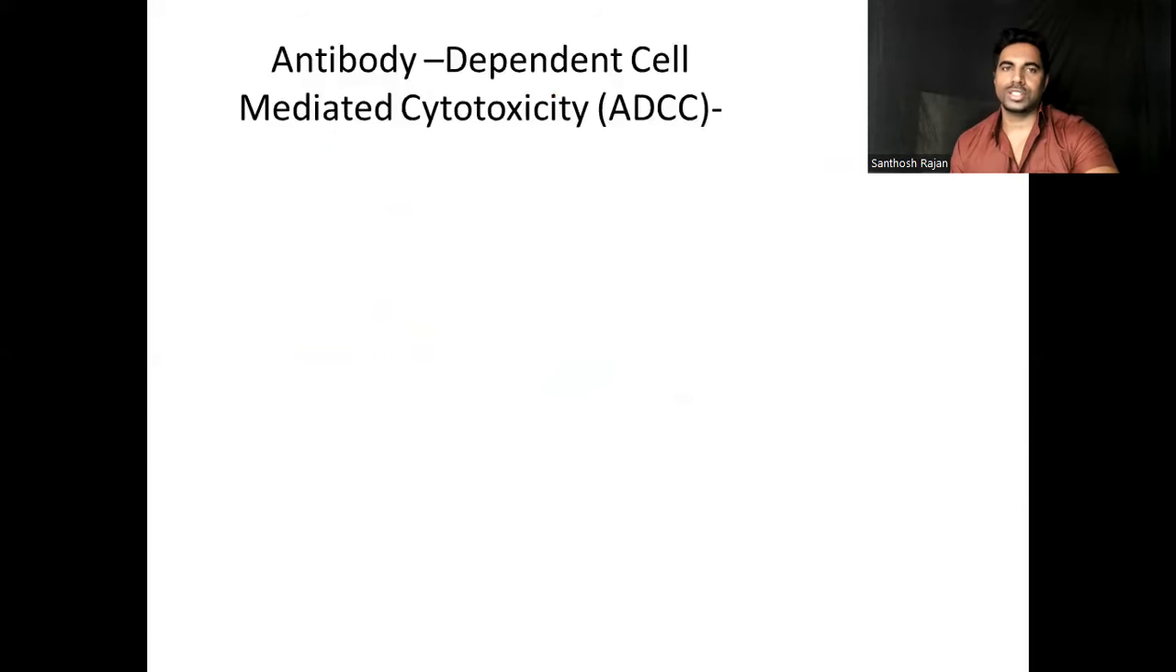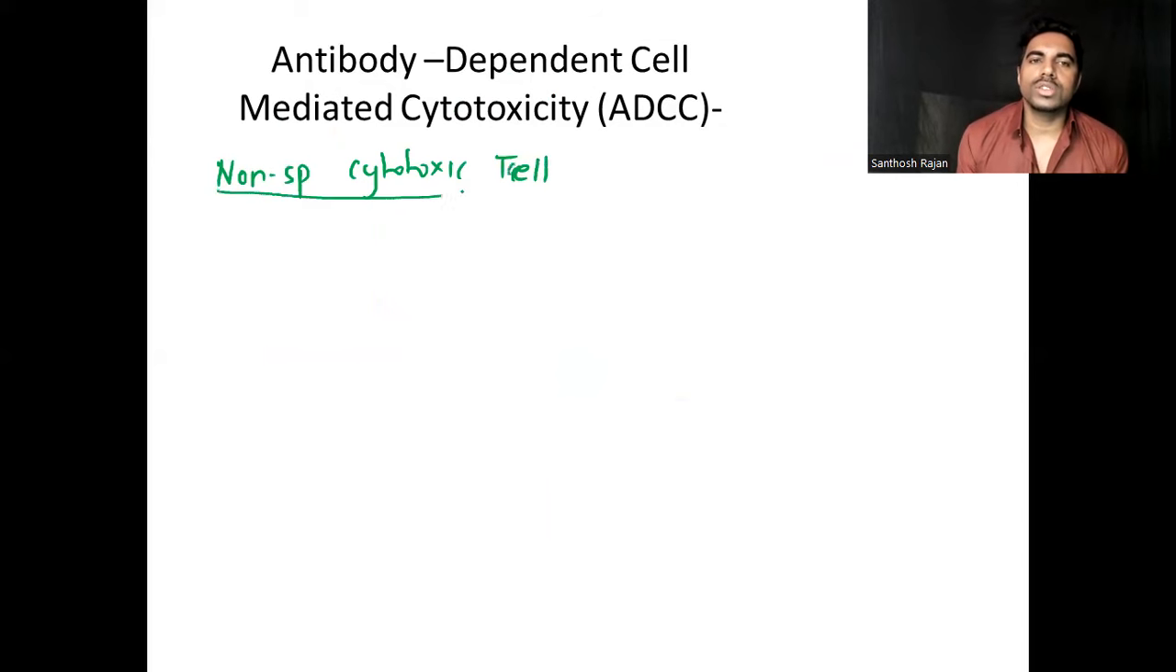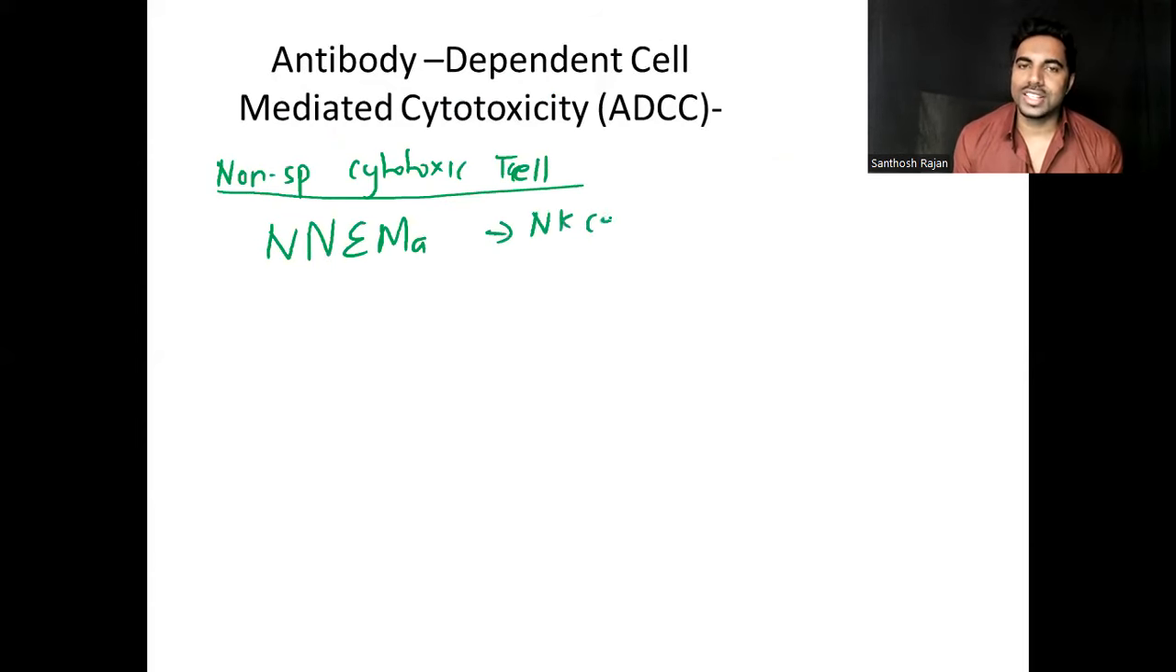Okay. Now, next. There is something called antibody dependent cytotoxicity. Is this very important? I'll tell you, maybe you never know. This is what antibody dependent T-cell means. There are non-specific cytotoxic cells. The shortcut is NEMA. NEMA is the shortcut. What is that? N for natural killer cell, N for neutrophil, E for eosinophil, M for macrophage.